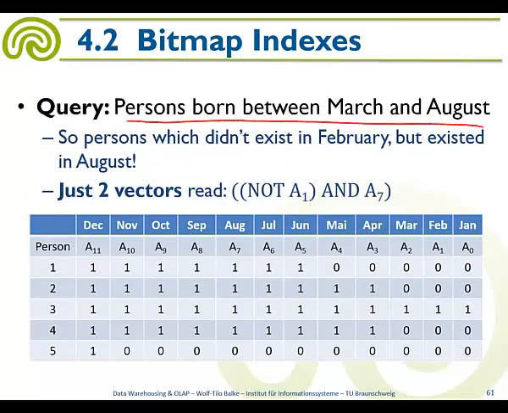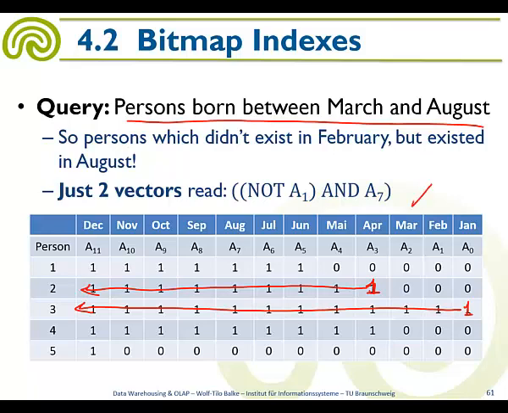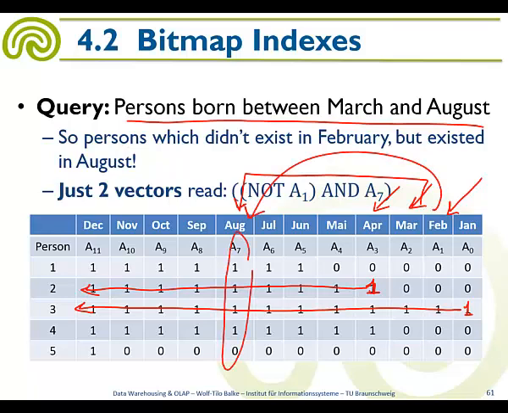Let's look at that. Persons born between March and August. As you see here, this person was born in January, and he is born until the end of time. A person here was born in April. As soon as he's born, he remains born. Now, if you want persons born between March and August, instead of getting all of these vectors and adding them together, you just take everyone who was not born in February, but was born in August.